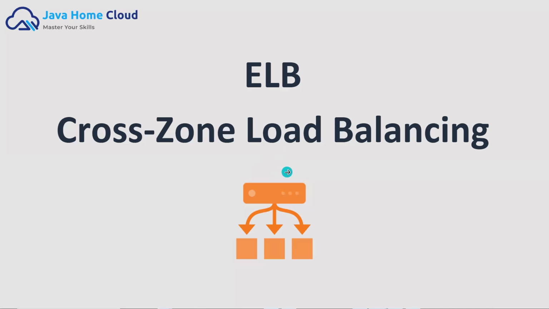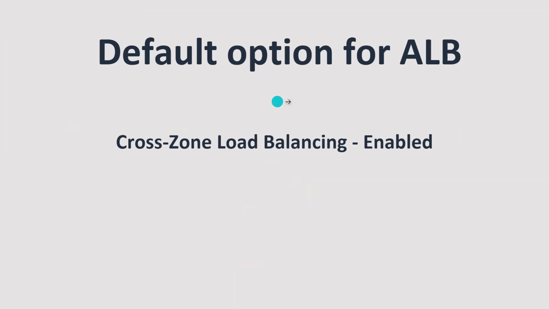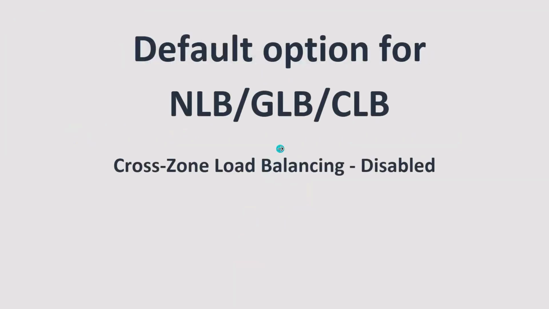And here is something important to remember. In the Application Load Balancer, cross-zone load balancing is enabled by default and it is completely free. But in the Network Load Balancer, Gateway Load Balancer and Classic Load Balancer, cross-zone load balancing is disabled by default. Enabling this feature may incur inter-availability zone data transfer costs, but you can enable it based on your needs.